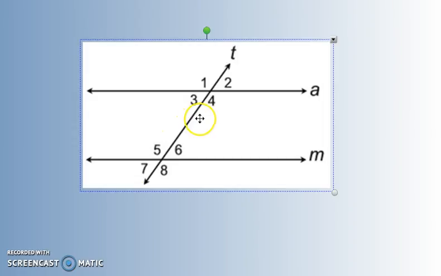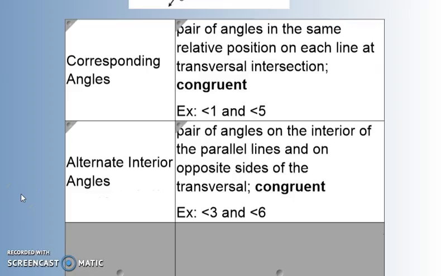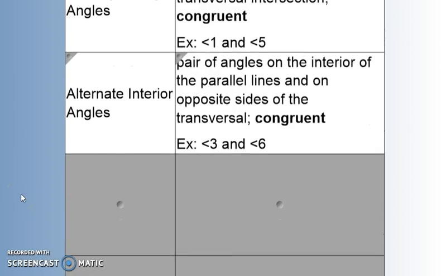So when you hear alternate, you kind of want to think opposite. Alternate sides, opposite sides, and then the interior part tells us that the angles are on the inside of the two parallel lines. So alternate interior: opposite and inside.